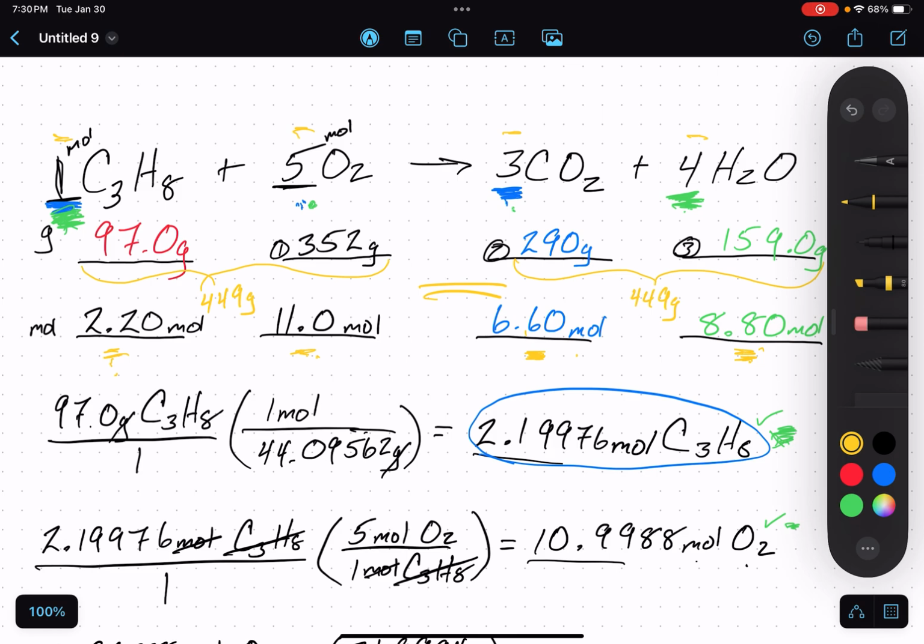All right, so I'm going to stop this one. I'm going to try to send this your way, and then I'm going to show you the Sauder stoichiometry, the chart method of doing this.